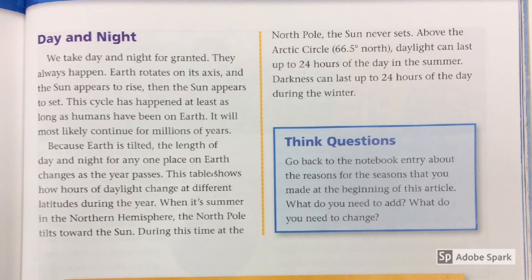Because Earth is tilted, the length of the day and night for any one place on Earth changes as the year passes. This table shows how hours of daylight change at different latitudes during the year. When it's summer in the northern hemisphere, the North Pole tilts towards the Sun. During this time at the North Pole, the Sun never sets above the Arctic Circle. Daylight can last up to 24 hours of the day in the summer. Darkness can last up to 24 hours of the day during the winter.